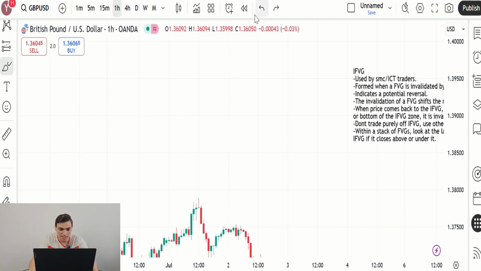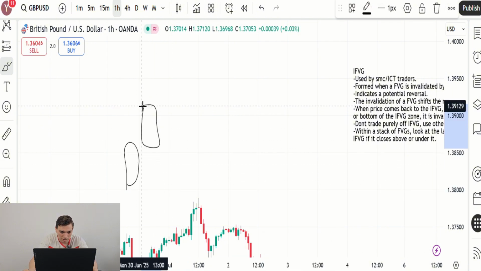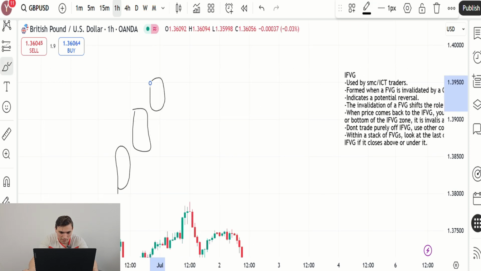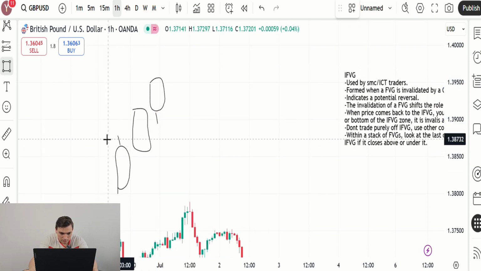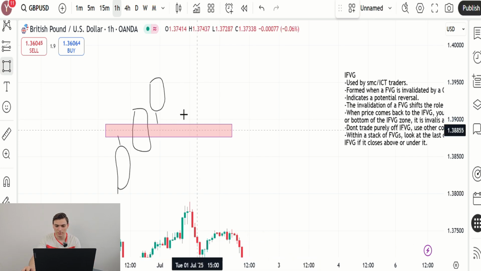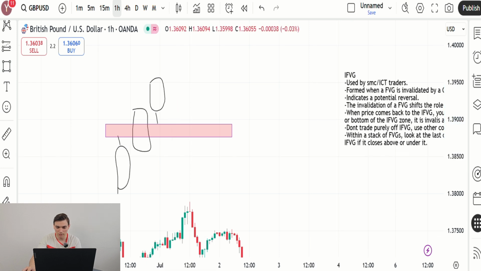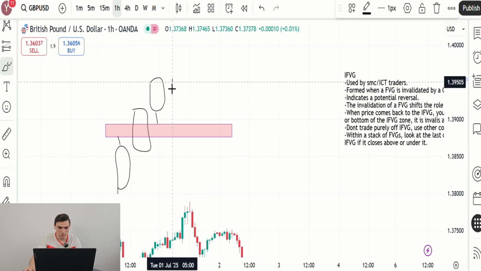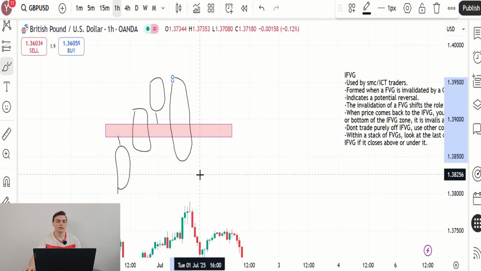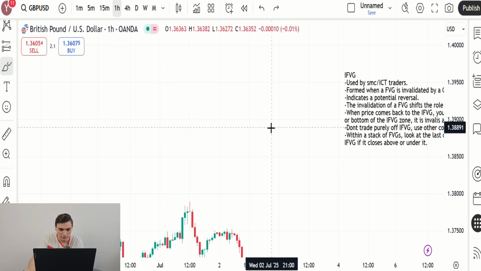And it is exactly the same in the opposite direction. So if we have a fair value gap right here, you want to see the next candle like this, or the next 10th candle, close underneath like this. Okay, not with the wick, it has to be a candle closure. This is really important, guys, don't forget about it.